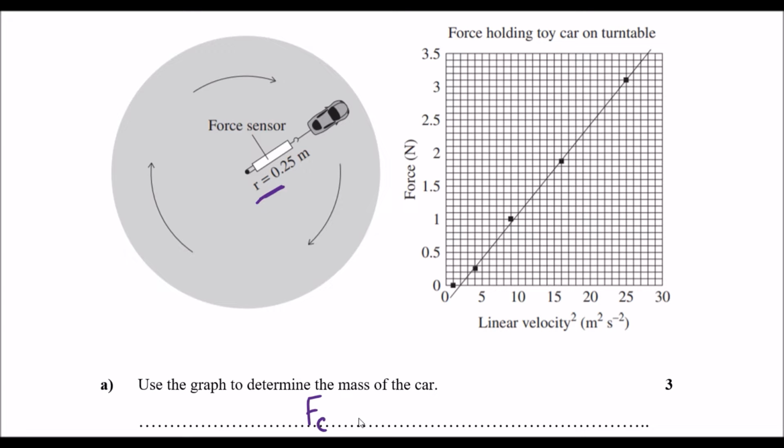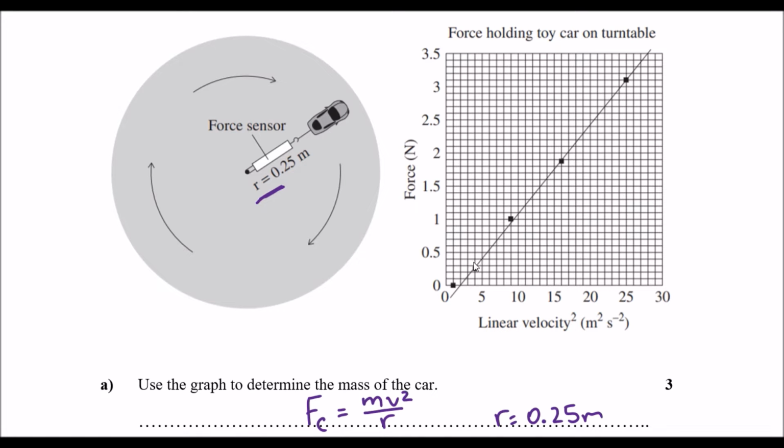When it comes to circular motion, there has to be some kind of centripetal force causing this car to have this circular motion, and so we can use the following formula: Fc equals mv squared over r. There's a couple of things we can work out. We know that r is a constant. Okay, so r is 0.25 meters.